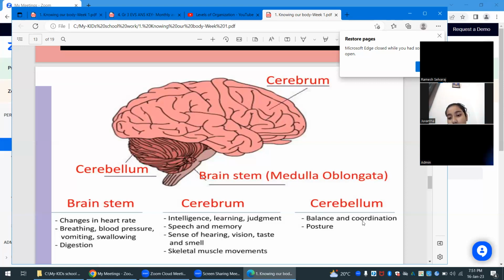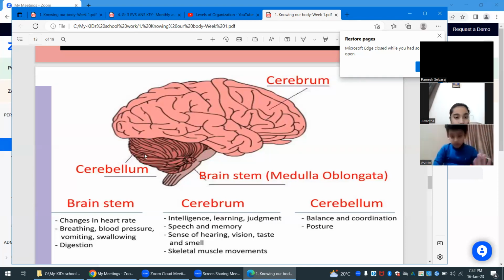One is balance and coordination. If someone is asking you to stand up, you will be standing up, and if someone is asking you to go left, you will go left. If someone is asking you to go right, you will go right. That kind of coordination, balance, all these things, it comes from the cerebellum. The cerebellum only controls these things.